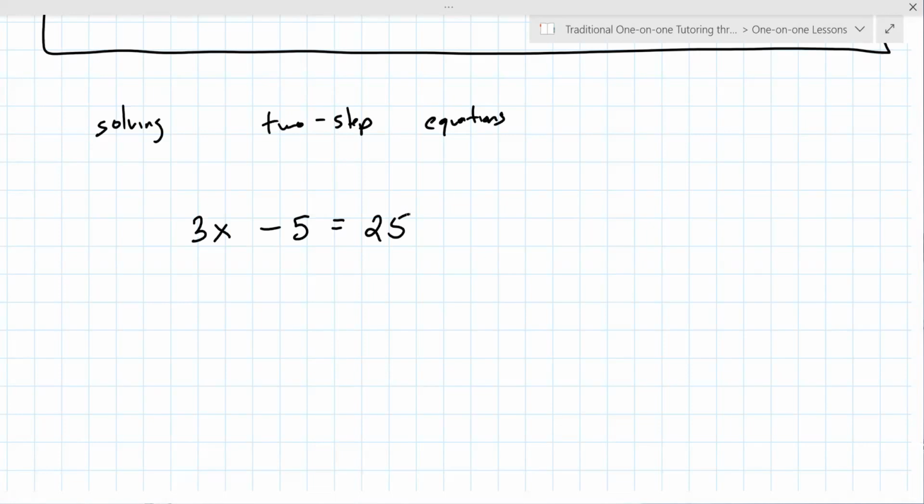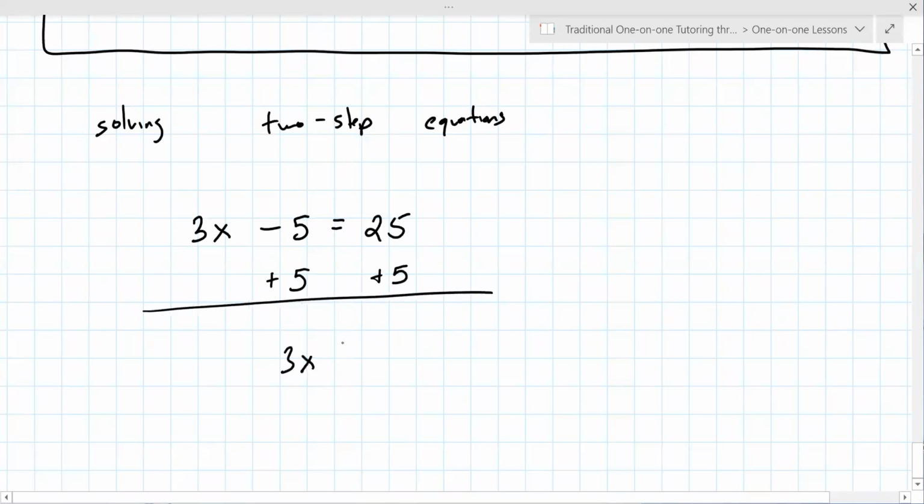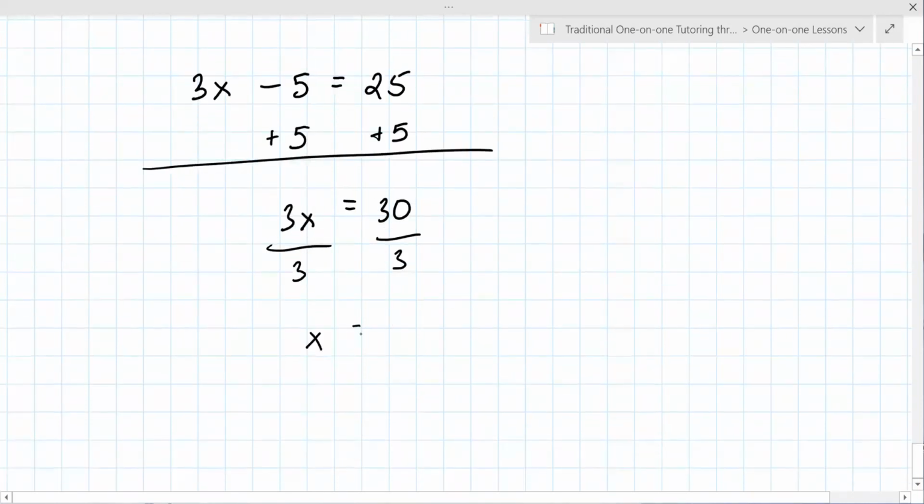Okay. So what you need to do is, for minus 5, you should add 5 to both sides. You're adding 5 to both sides of the equation. Oh, sorry. Okay, and that is 30. And then 3x, you should divide by 3, not 30. That will equal 10. Very good.